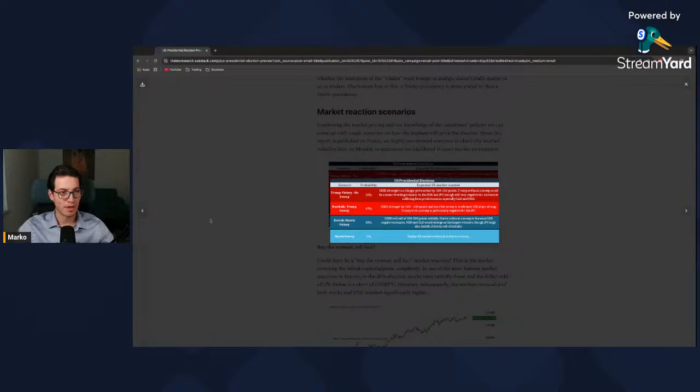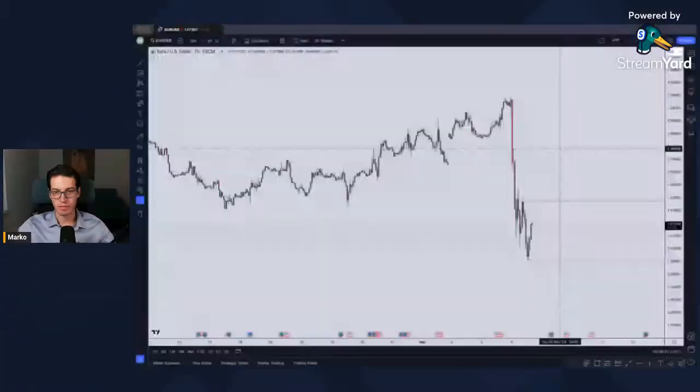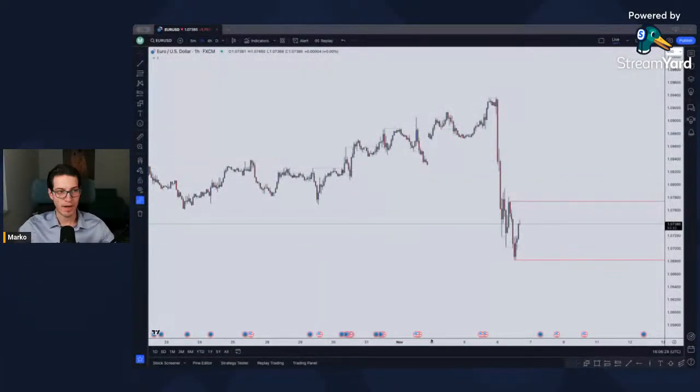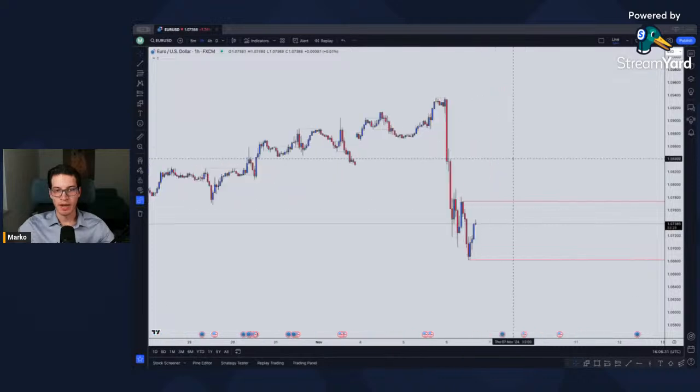Okay. Let me get back to my screen. Stop sharing. And let's get back to TradingView. Window, TradingView. So we're back on TradingView.